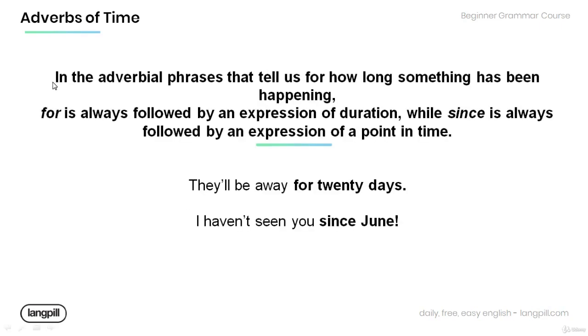And in the adverbial phrases that tell us for how long something has been happening, for is always followed by an expression of duration, while since is always followed by an expression of a point in time. Have a look at the examples below. They'll be away for 20 days. Note that for is followed by an expression of duration, 20 days.